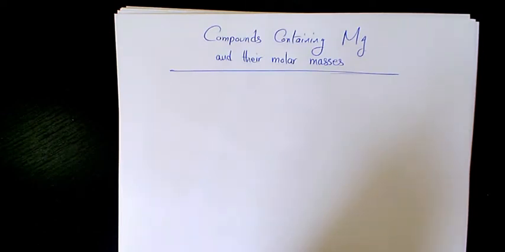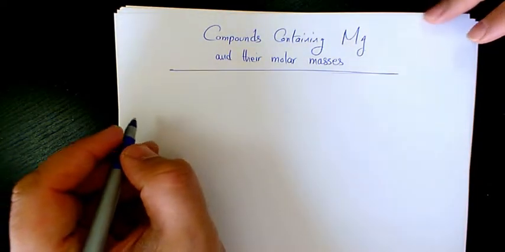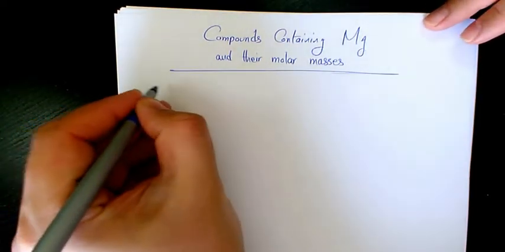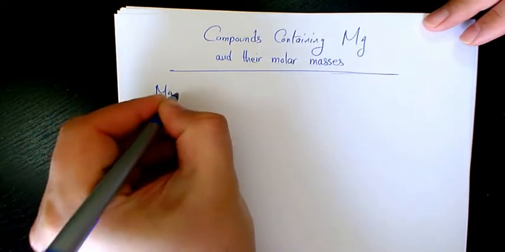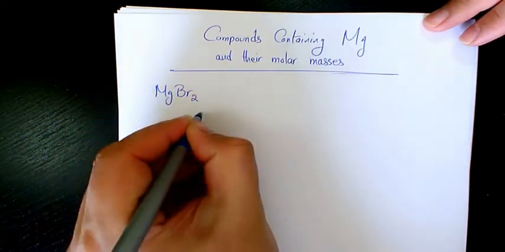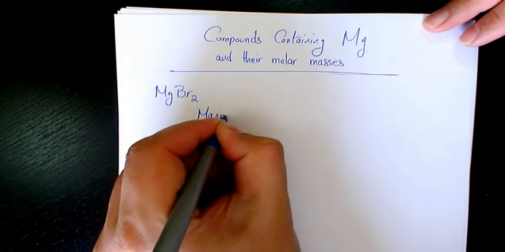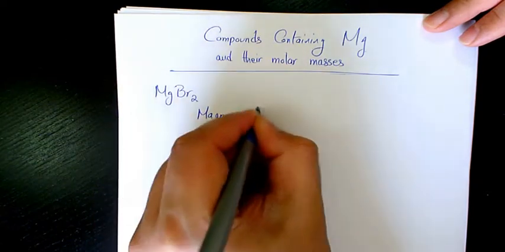Welcome to another video. In this video I want to show you what are the compounds containing magnesium and their molar masses. First one I'm gonna have for you is MgBr2, which is called Magnesium Bromide.